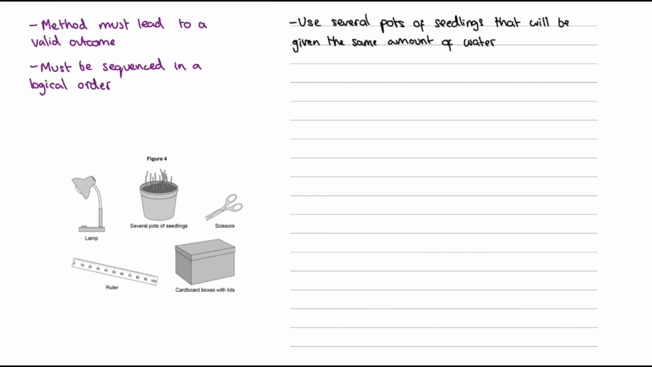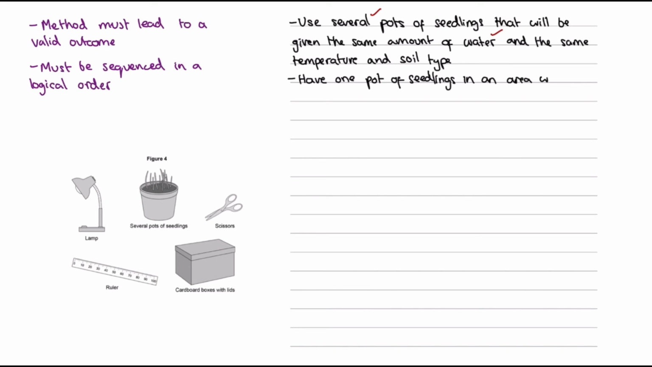So you can say to use several pots of seedlings that will be given the same amount of water and also be in the same temperature and soil type. So here the relevant points you're making are that you're naming control variables like the same amount of water, and you're mentioning the equipment you're using, i.e. the several pots of seedlings. Now you want to set up your control part of the experiment. So we've got the same temperature and the same soil type.